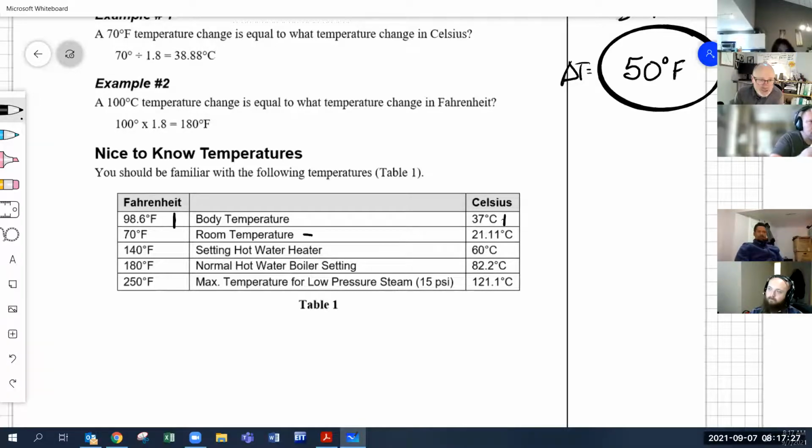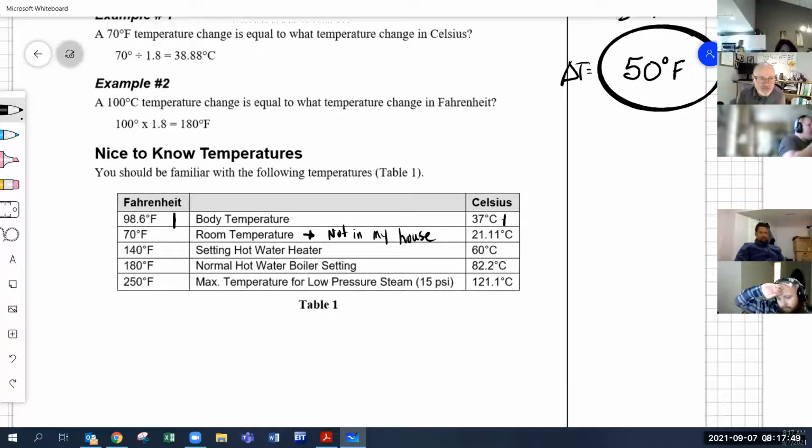Listen, room temperature, not in my house. My partner, my wife, likes it a little warmer than 70 degrees, you know, so I usually sweat. She's fine, but there we are.